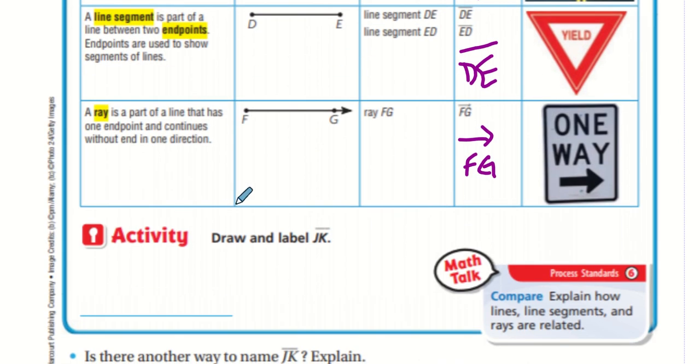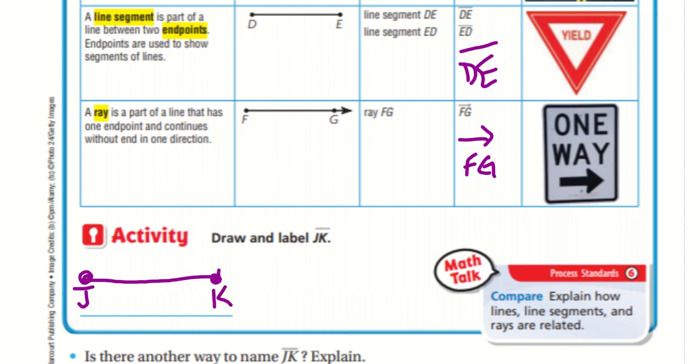Okay, so let's look down here. It says draw and label JK, and notice what's above it. That's the important part. The JK with just a line, no arrows, means it's a line segment. Just like we did here. Line segments have two endpoints, and they told us the endpoints are J and K. So if we draw it, we have to put our endpoints at the end. And then we have to have our J and our K showing those are our letters.